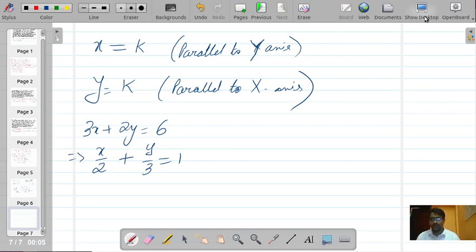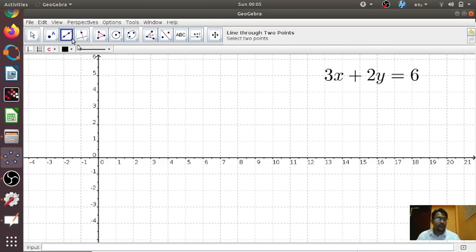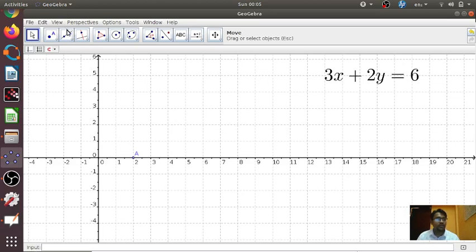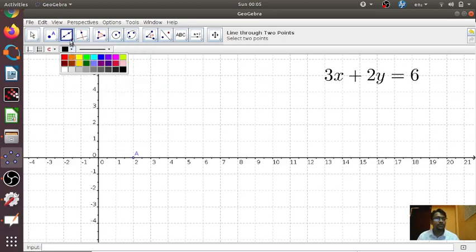So immediately I can draw this particular straight line. It passes through 2,0 and 0,3. So this is the point 2,0. Let me choose a line through 2 points here.